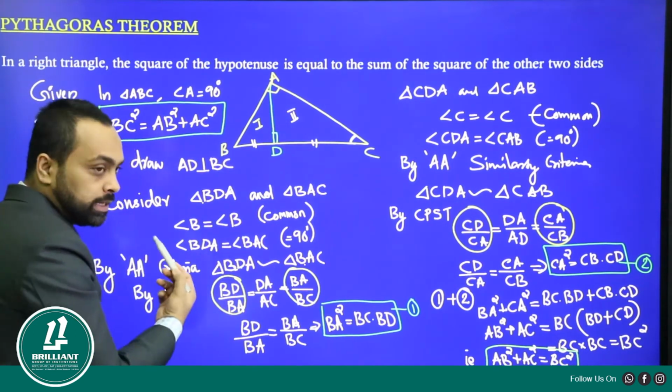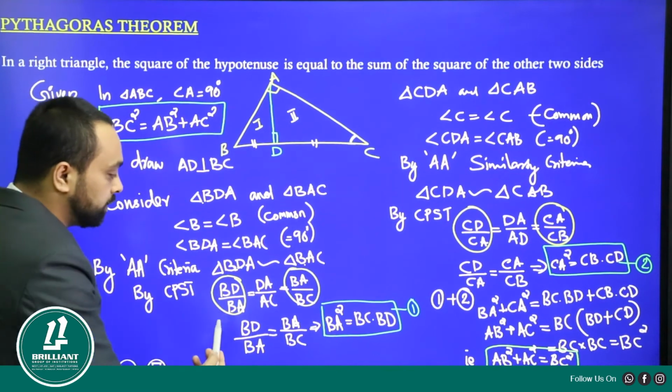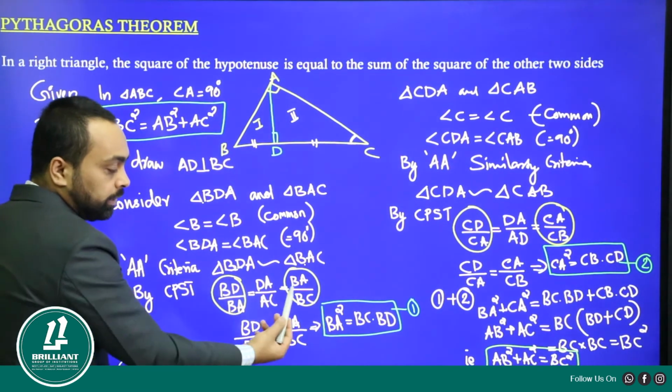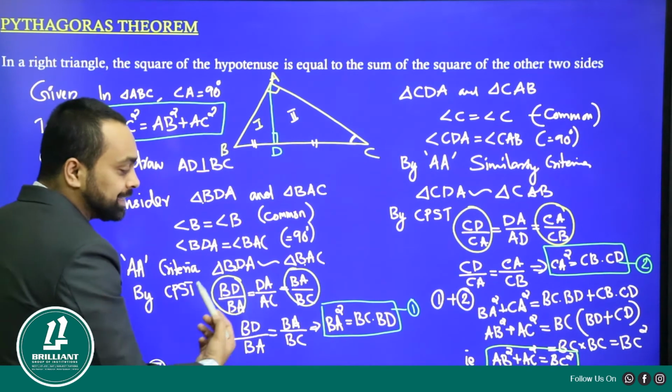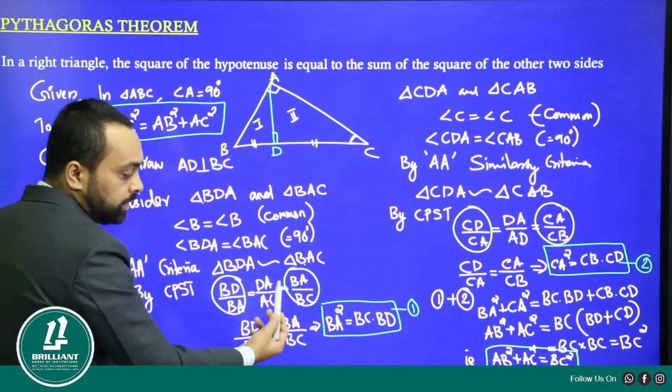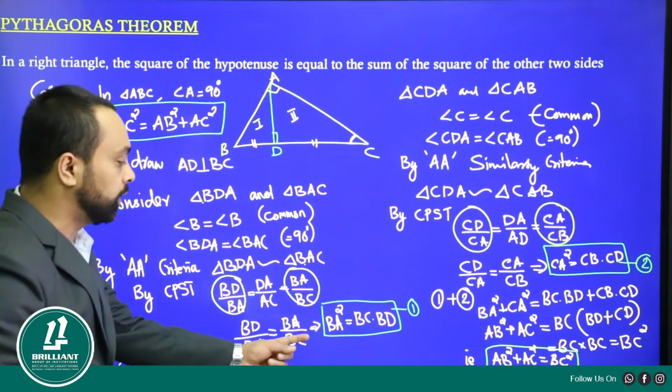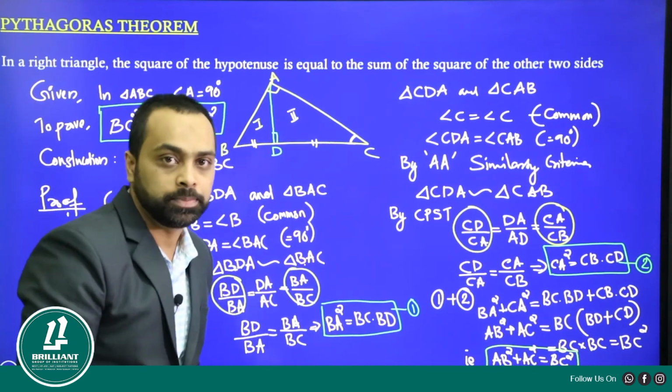Then by CPST, corresponding parts of similar triangles, we take the side ratio and choose the appropriate 1 and 3, because we have to get the BA side. So BD by BA is equal to BA by BC. Cross multiplying, we have in one of the equations BA square is equal to BC into BD. That is the first part.